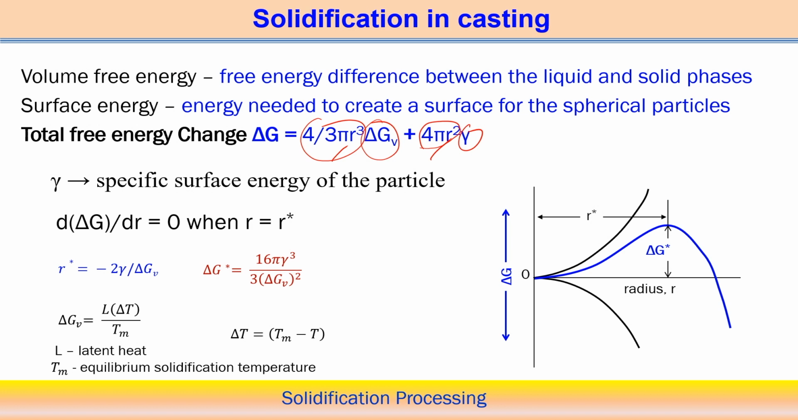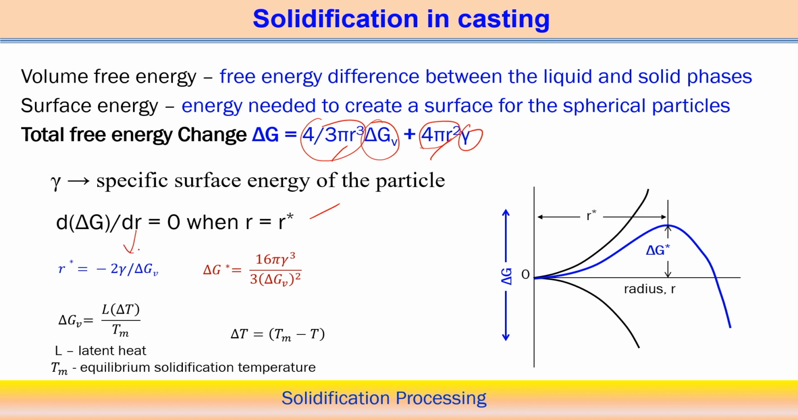Now, when you try to find out the critical size of the nucleus which will be stable, we can find the optimum size by setting delta G by dr equal to 0. Basically, we are trying to find the optimum value of r. It exists when the change of the free energy with respect to r equals 0, and that corresponds to the critical size of the nucleus. That means r equals r star.